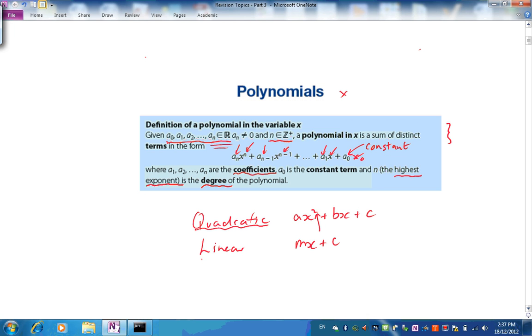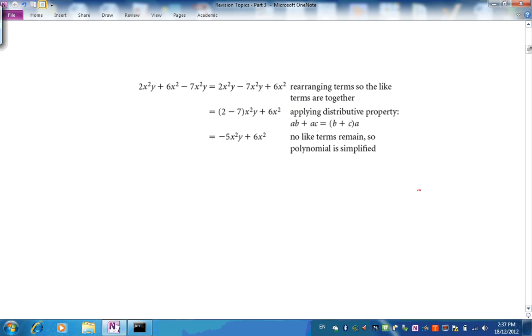All right, so there's a little bit of new stuff here. In this course, we will mainly go up to cubics. Cubics are where you have the highest power being x cubed in the expression. All right, so let's have a look at what we can do with this now. The first thing is, when we create these expressions, how do we work with them and simplify them?